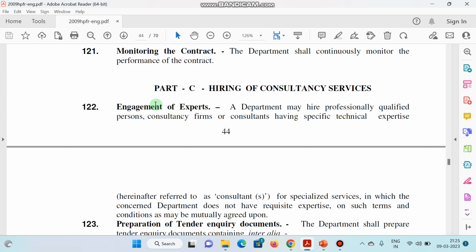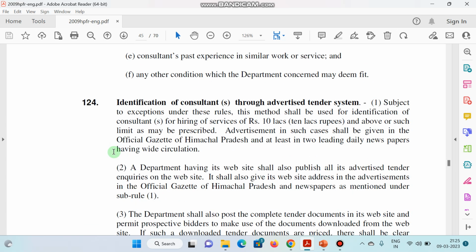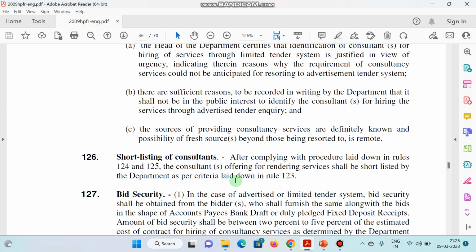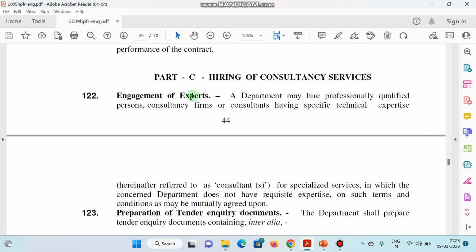And it has different parts: engagement of experts, preparation of tender inquiry documents, identification of consultant through advertised tender system, identification of consultant through limited tender system, and finally shortlisting of consultants. So let's start these one by one and complete the topic.